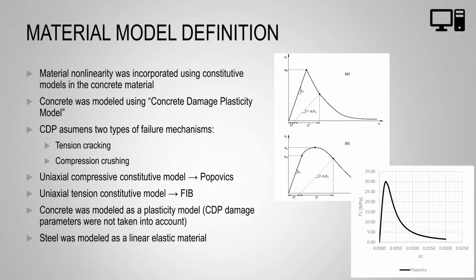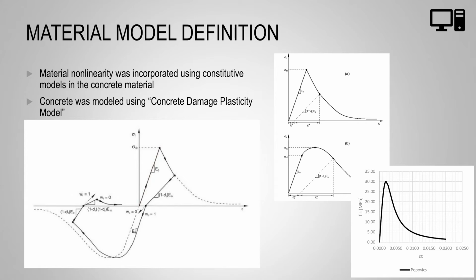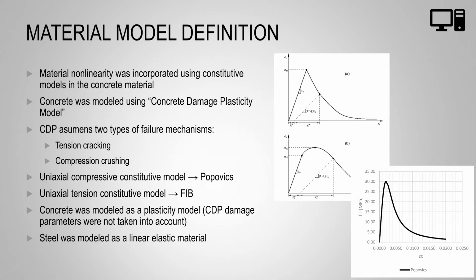Also, in this model, the cyclic response of the material is represented through damage parameters. If damage parameters are not taken into account, the material behaves similar to a plastic model. For this type of connection, taking into account that the non-linearity is mainly due to interaction, damage parameters were not taken into account. For uniaxial material behavior, in compression we used Popovics' model, and in tension we used the fib Model Code.